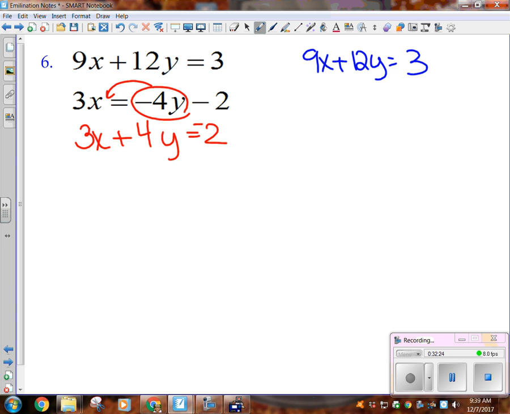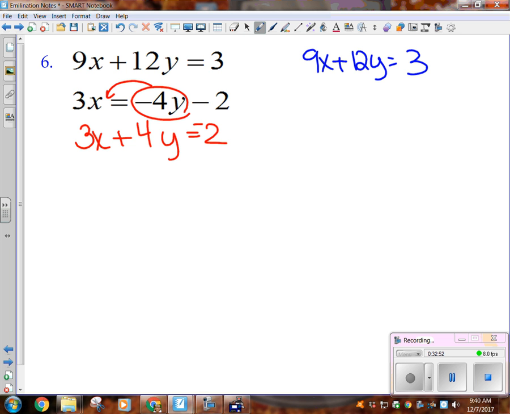Now before I do that, does anybody have an idea which one we might want to eliminate? You got 9x and 3x. You got 12y and 4y. Does it matter which one you eliminate? No. Which one do you like to eliminate best? Noah, do you like x's or y's? Y's. Okay, Noah said he wants y's.